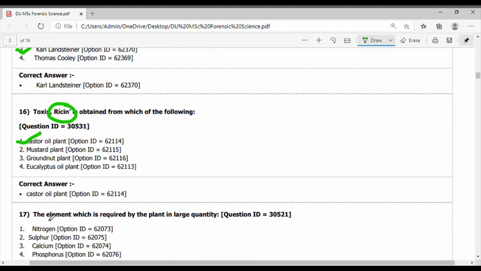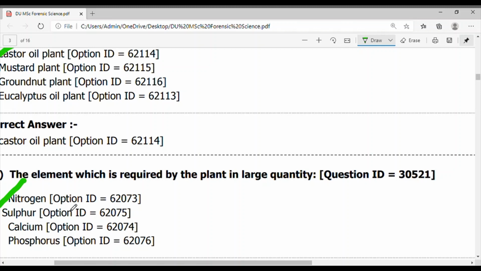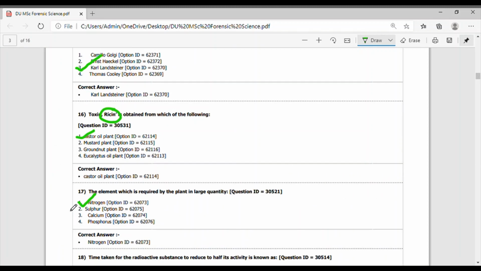Question 17. The question is, which element is required by the plant in a large amount? What is required in large amount is a macro amount. The options are nitrogen, sulfur, calcium or phosphorus. And the answer is nitrogen. Here we require nitrogen in the highest amount.